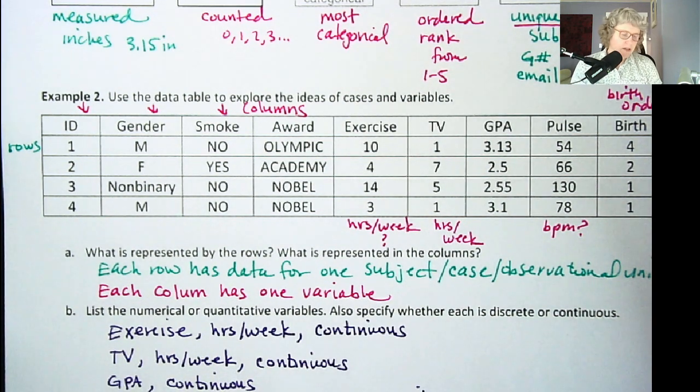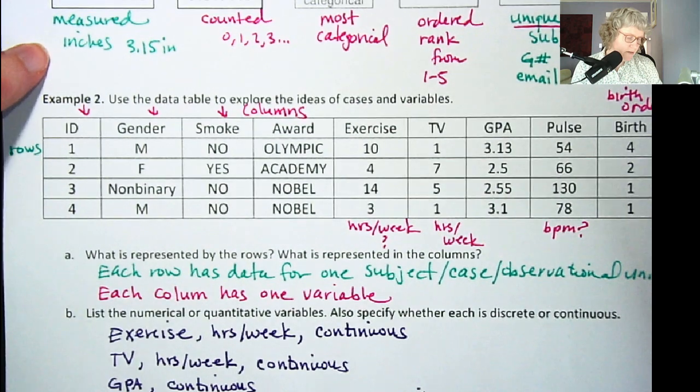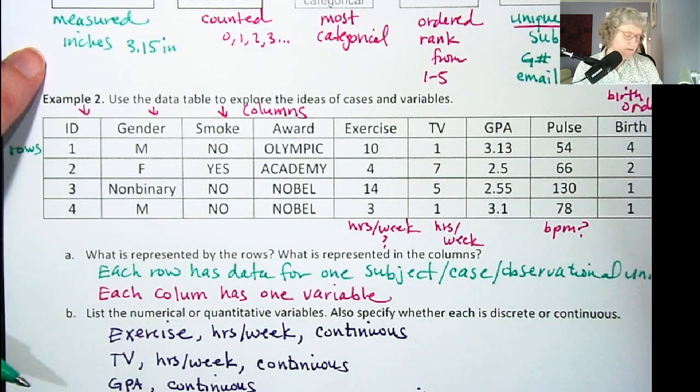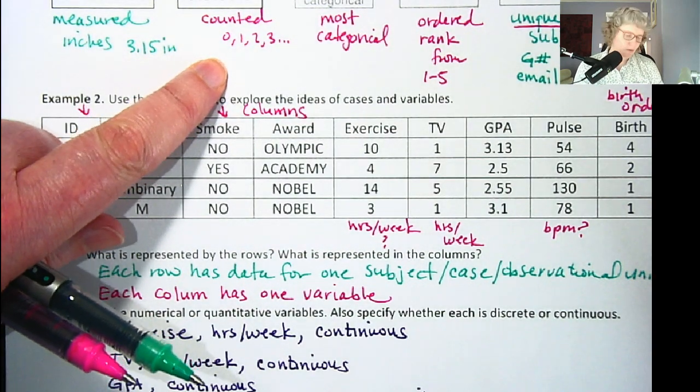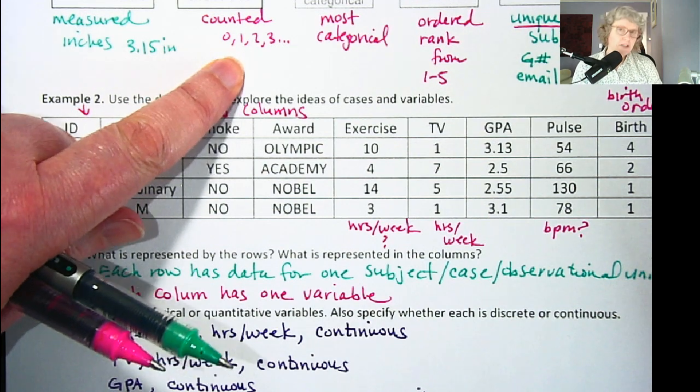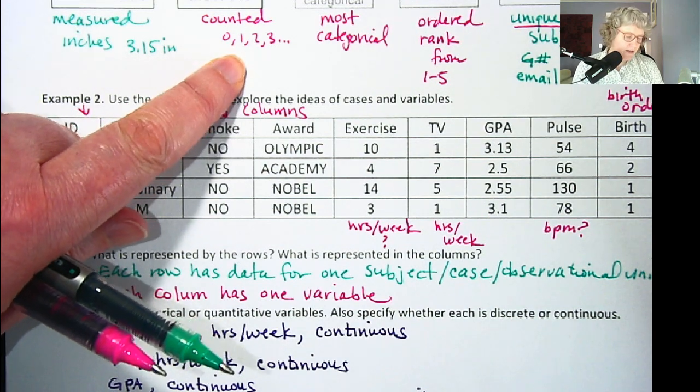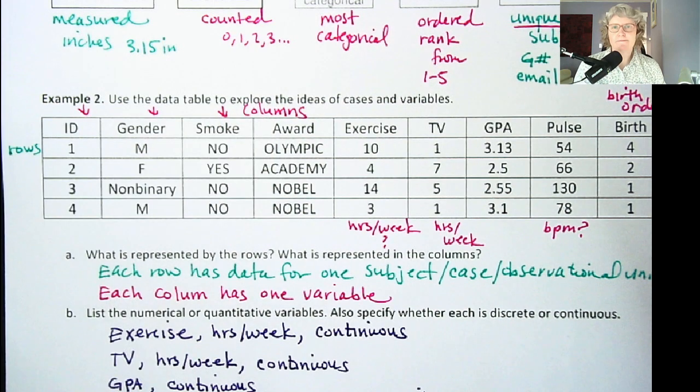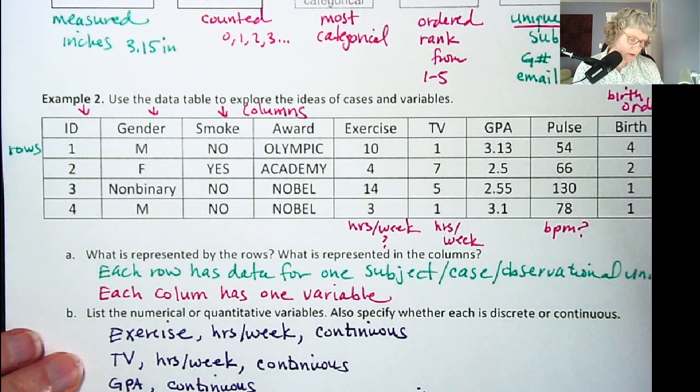Okay, beats per minute. Is this measured or counted? Again, it could be either, depending on how you look at it. It depends on how finely you can measure something. If you can get a decimal, then we might call that continuous. So again, this one really could go either way.